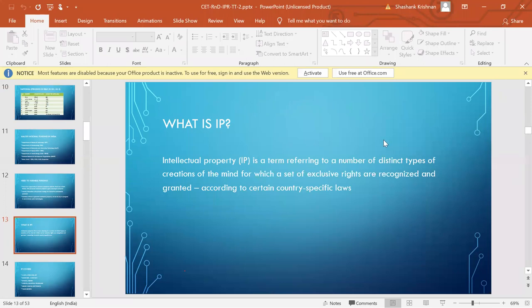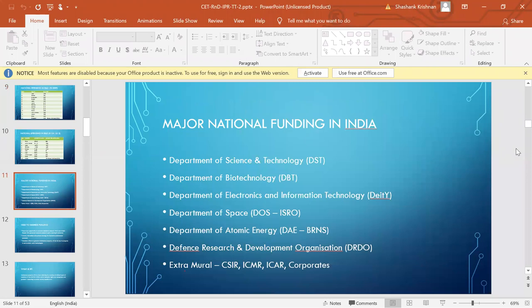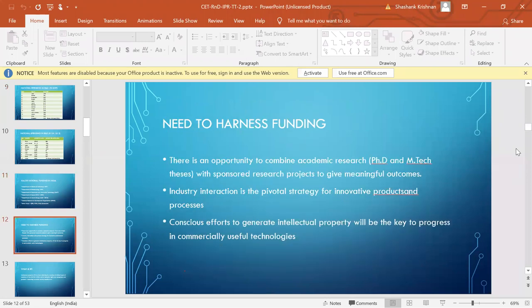Now, coming to that, there is a need for harnessing this funding towards improvement and advancement in research for PhD, MTech, as well as our industry interactive projects within CET. And as I mentioned to you, industry interaction is the pivotal strategy for innovative products development. And we should have a conscious effort to generate intellectual property, which is the key to progress.